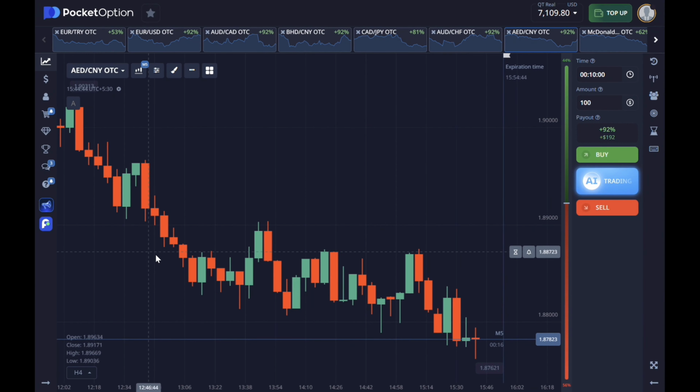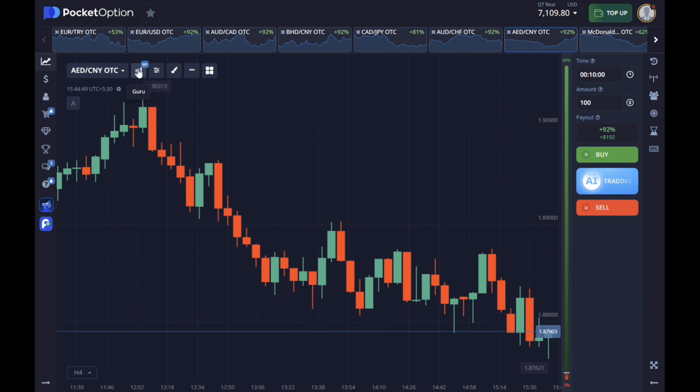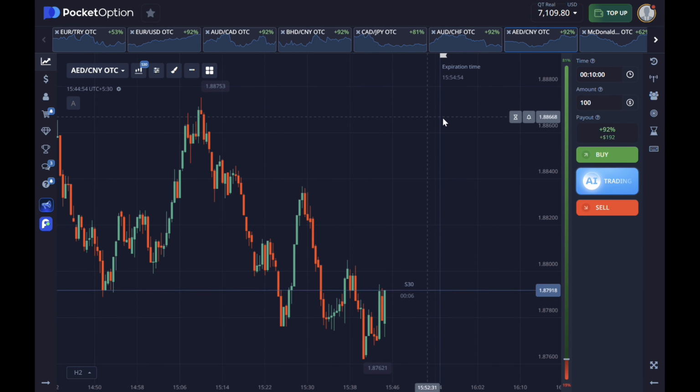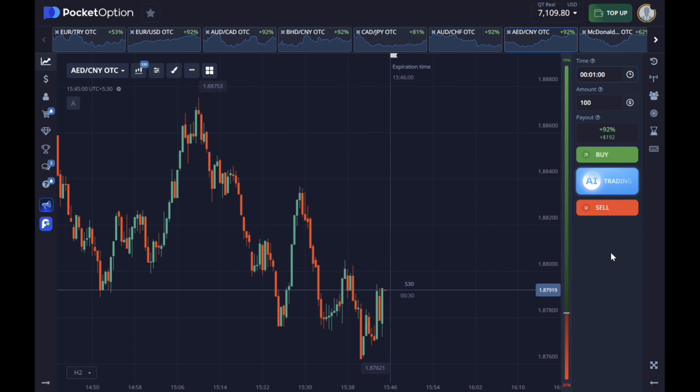Okay. So here I have opened my Pocket Option chart. I have opened the AED CNY OTC pair here. I have set the time frame to 30 seconds, and we will set the time to 1 minute. Alright, we'll set the time to 1 minute here. And now we'll start adding our indicators.